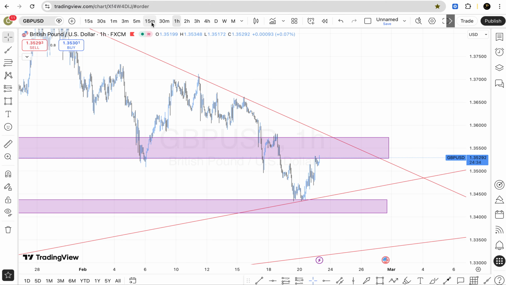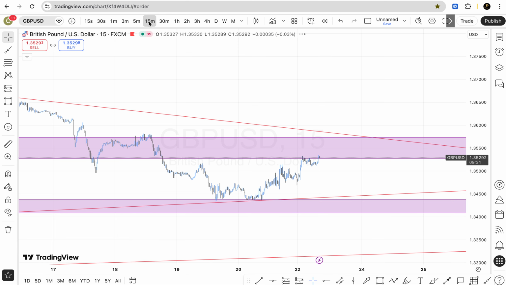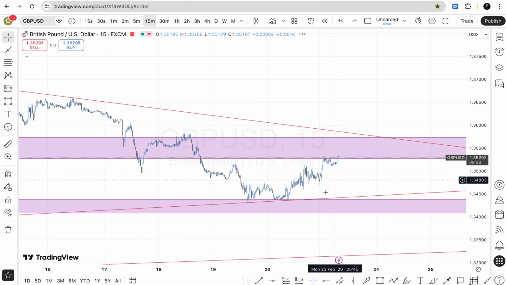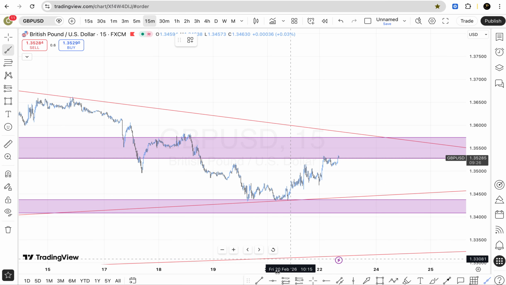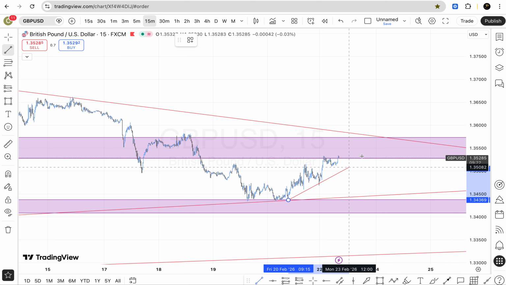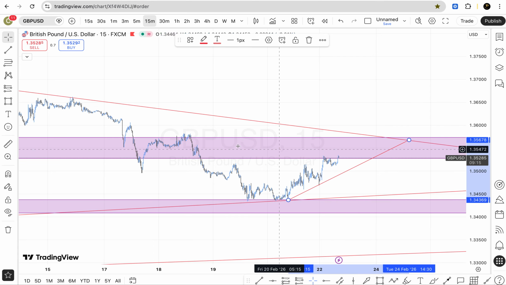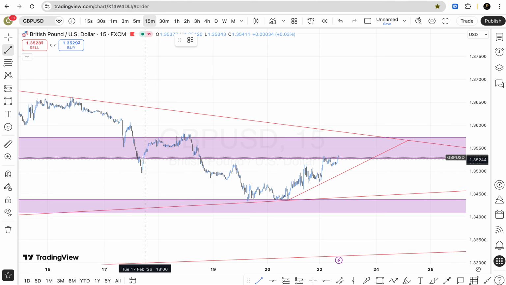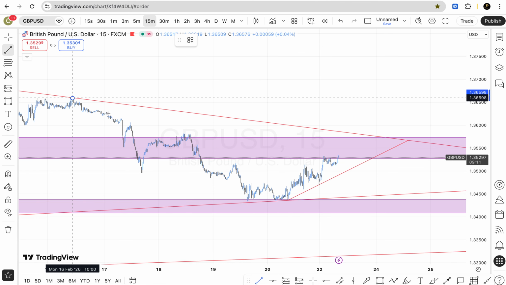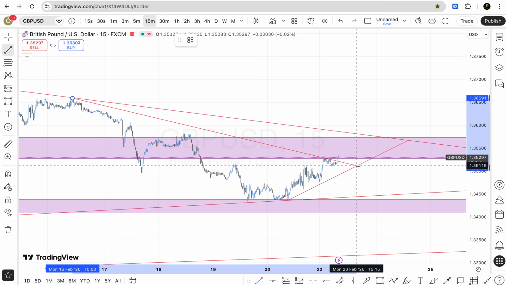Let me go down to the 15 minutes. This is where we take our entries. So there's another trend line here. Let me use this other trend line tool now since we're on the smaller time frame. So we have this, and from the top we have this.